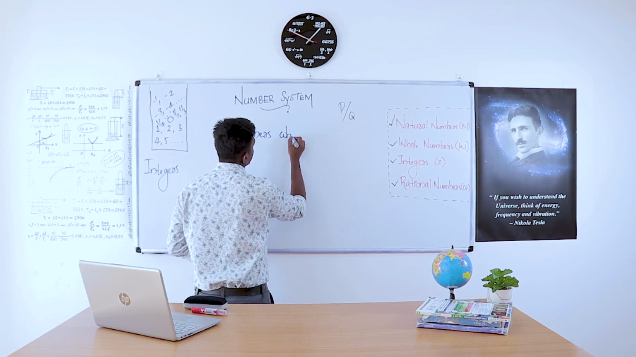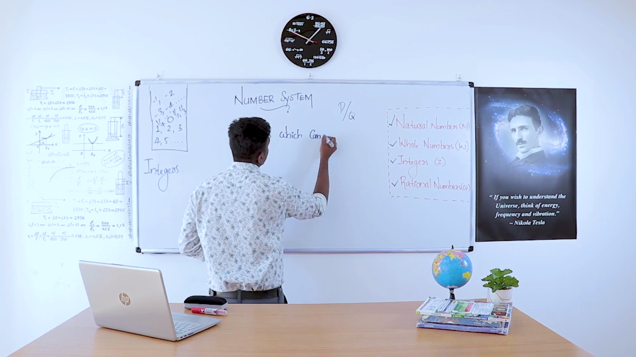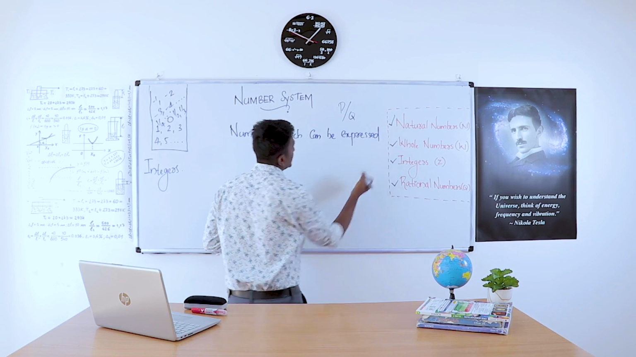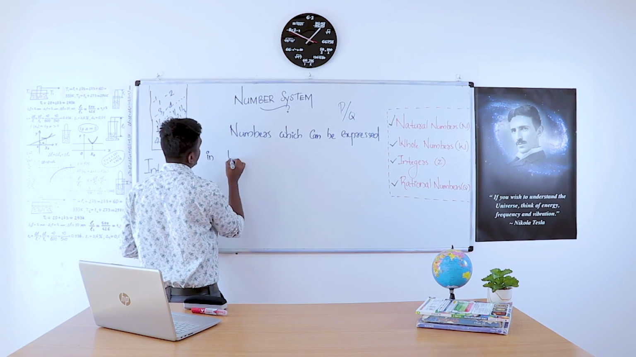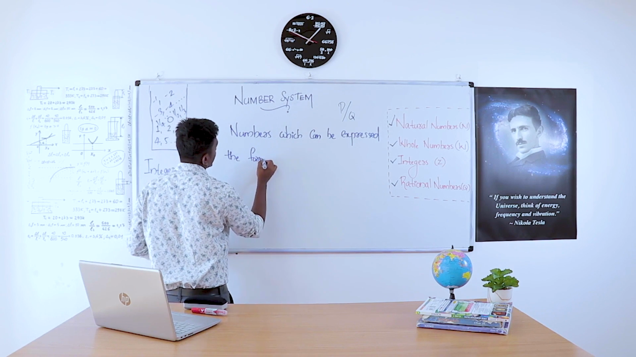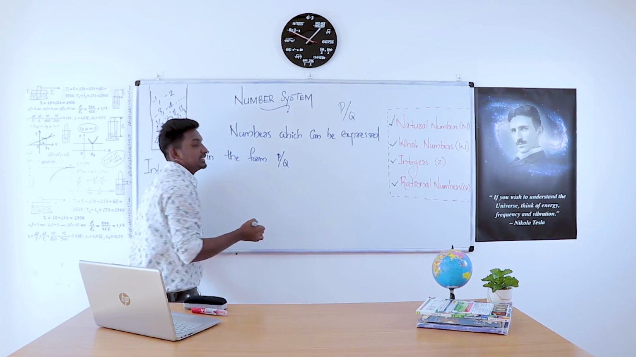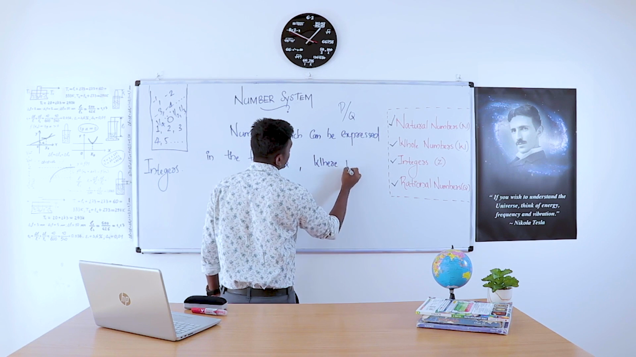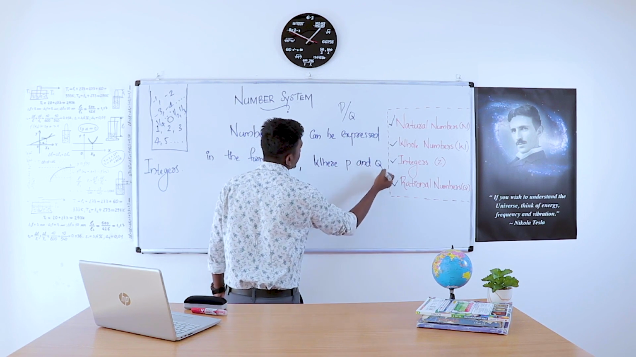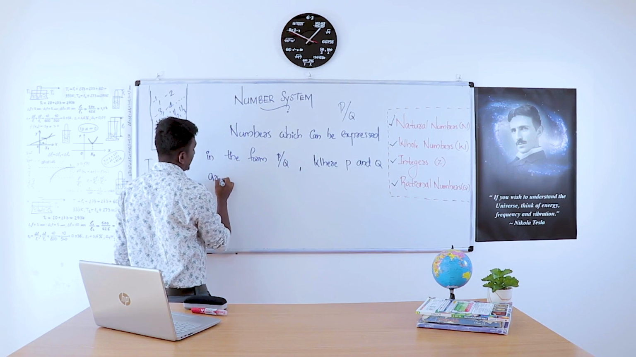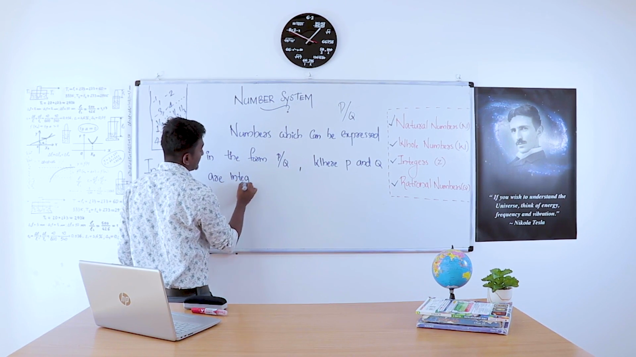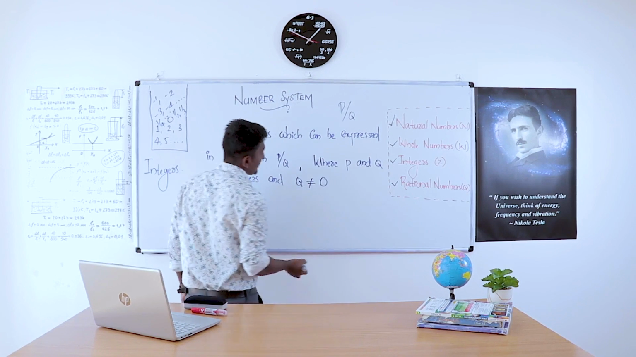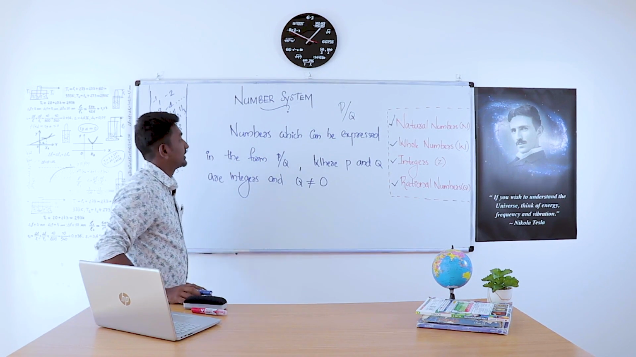which can be expressed in the form P by Q. Numbers which can be expressed in the form P by Q, where P and Q are integers and Q not equal to 0. This is the condition for rational numbers.